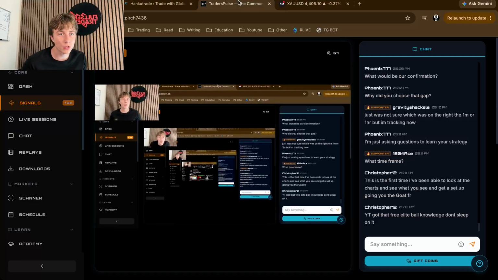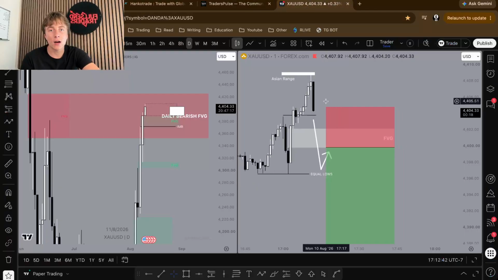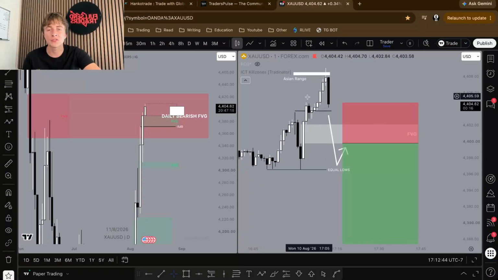Just not sure which was on the right time frame, 1 minute or 1 hour, but I'm tracking now. Awesome. Yeah, it's the 1 minute time frame. Why did you choose that gap? Because there aren't many gaps here. And this one is like after a liquidity sweep.